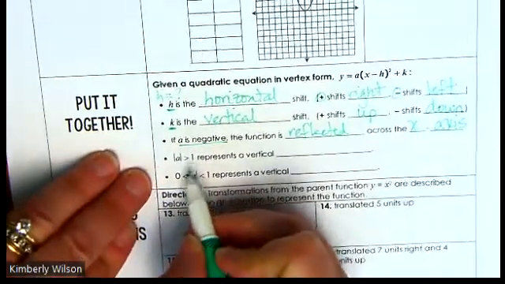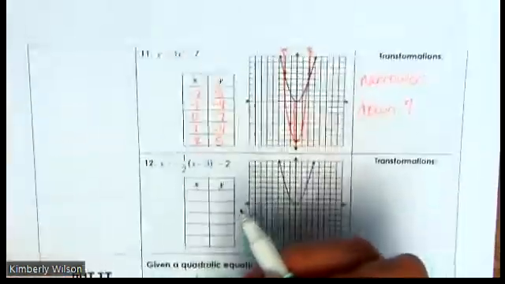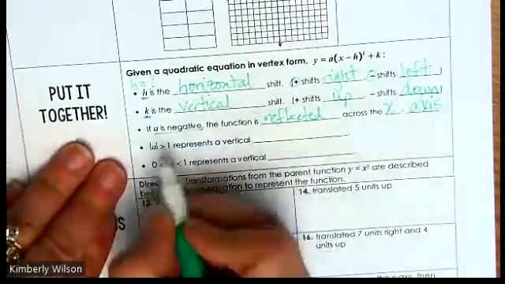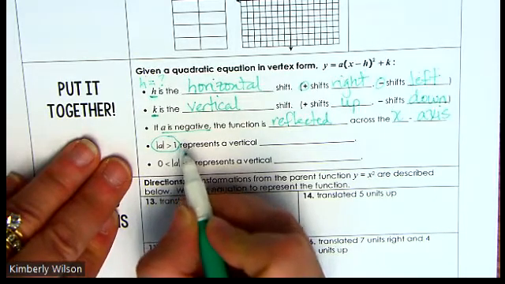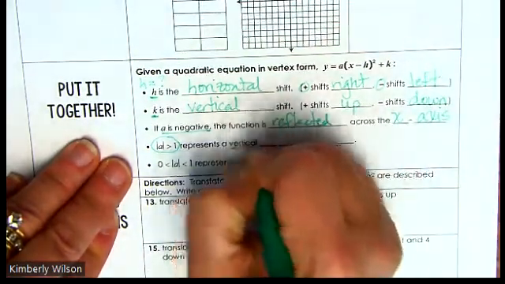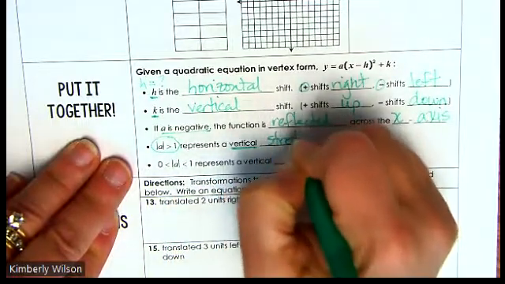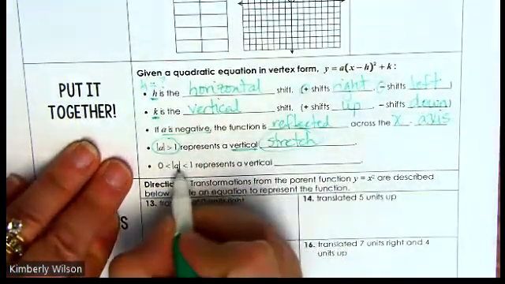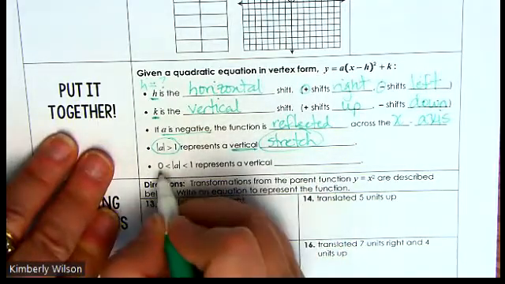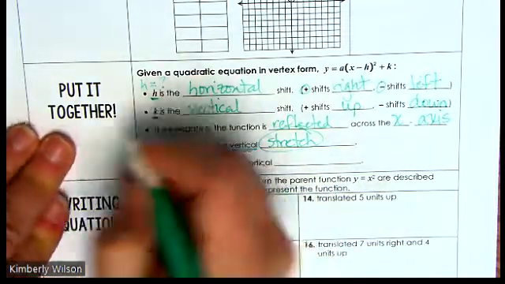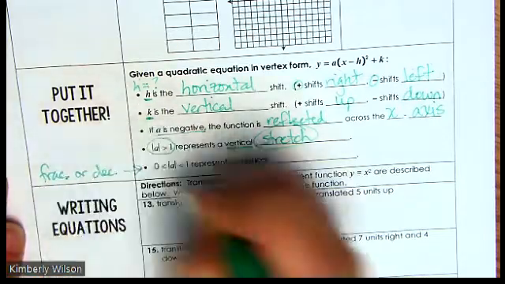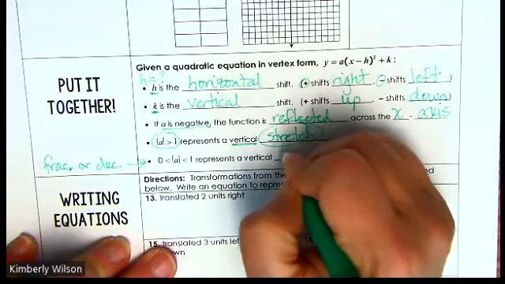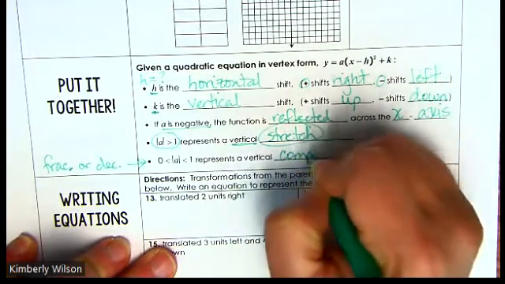Now, this is where we change these words, narrower and wider, to actual mathematical terminology. If the absolute value of A is greater than 1, then it is considered a vertical stretch. If the absolute value of A is between 0 and 1, that means it is a fraction or decimal, then A represents a vertical compression.